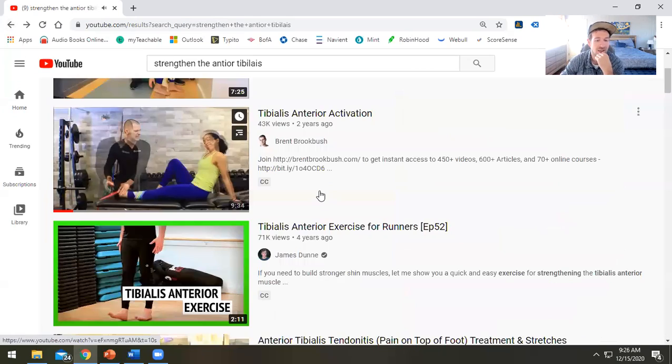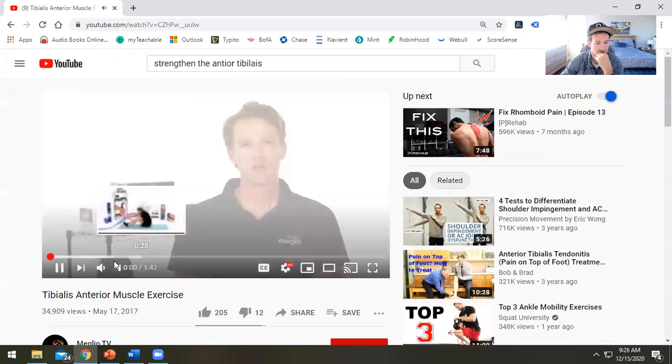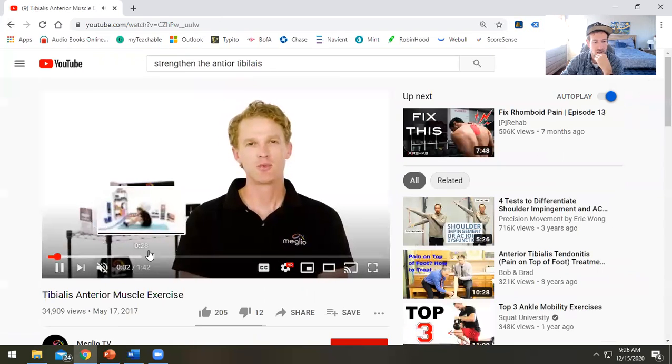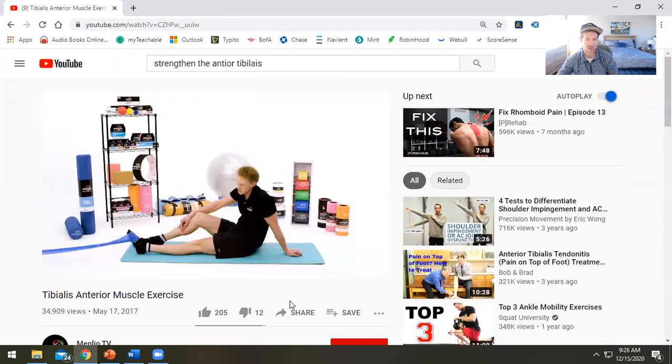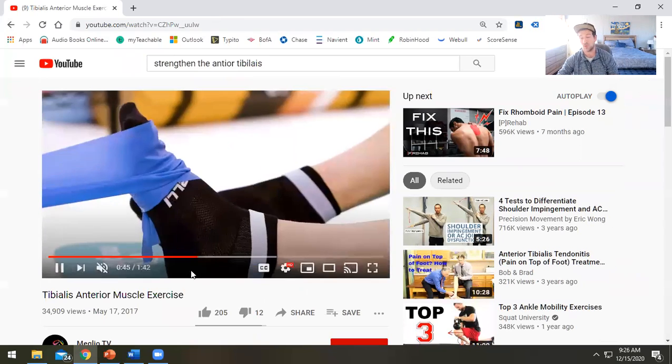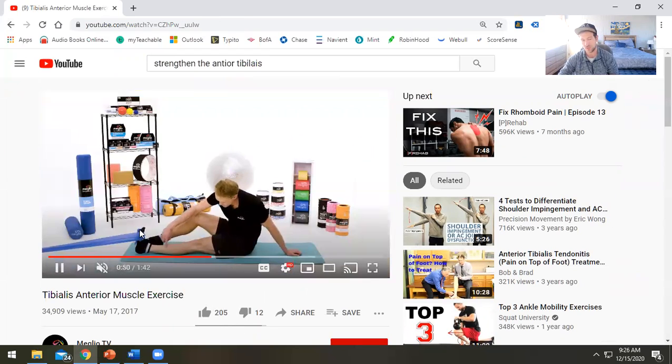Okay, that one didn't work. Let's find another. There we go. So he's going to have the band wrapped around his foot, and what he's going to do is pull it up towards him, right? So he's doing resisted dorsiflexion. He's performing dorsiflexion, but this band is pulling against him.